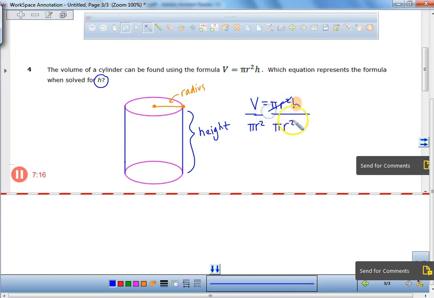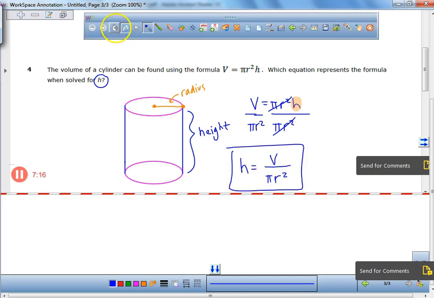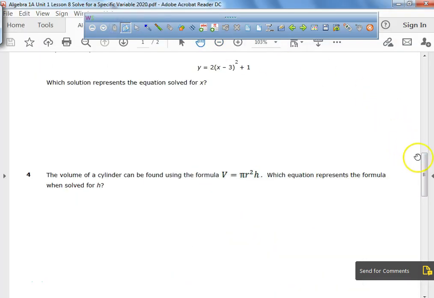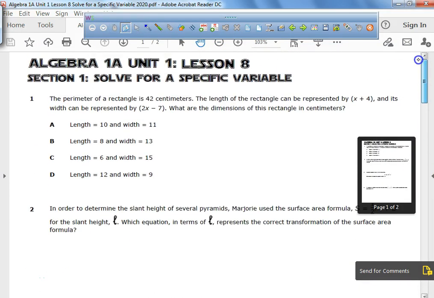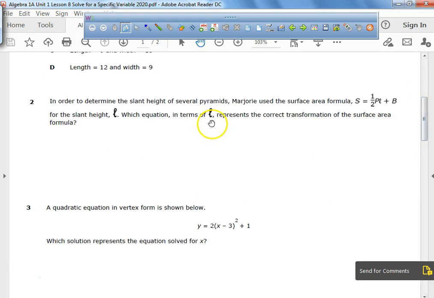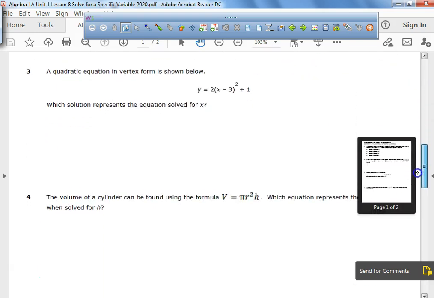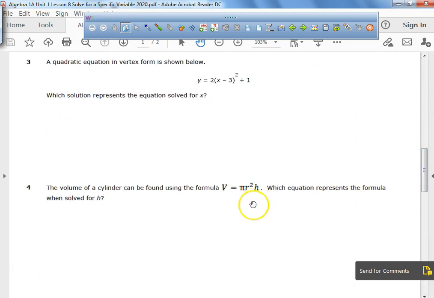So all of these cancel out all of these. So the height of our cylinder will always equal the volume divided by the product of pi and the radius squared. That would be the formula for your height. Just remember, what are we doing in this particular lesson? We are learning how to solve for a specific variable. For the first one, we solved for L. The second one, we solved for H. Okay?